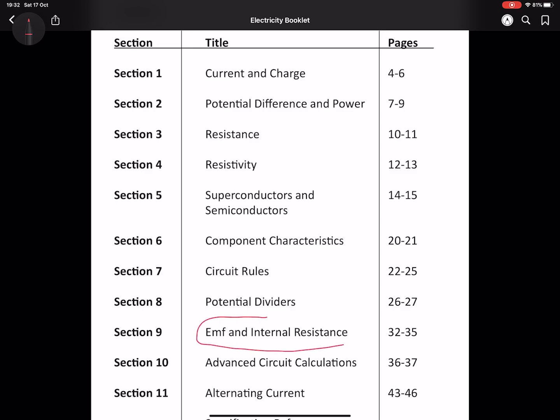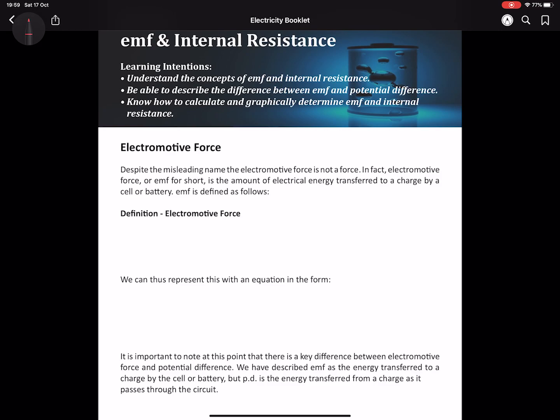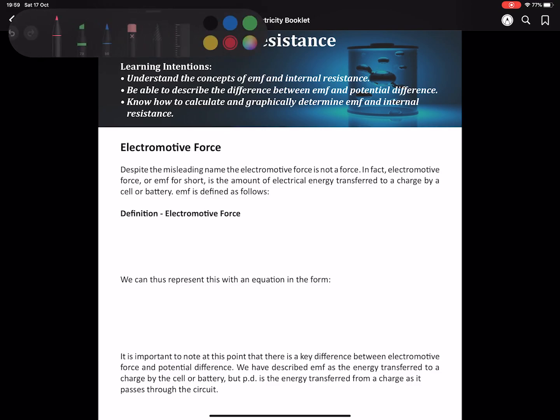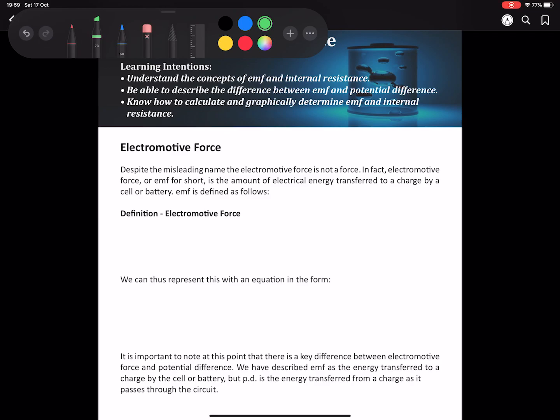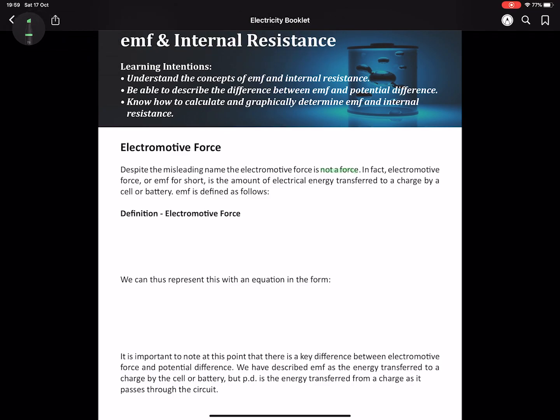In this video, we'll be introduced to two new topics, EMF and internal resistance. Now, EMF is short for electromotive force. Despite the name, it technically isn't a force. This represents the drive of electrons around the circuit. So it's the amount of electrical energy transferred to a charge.